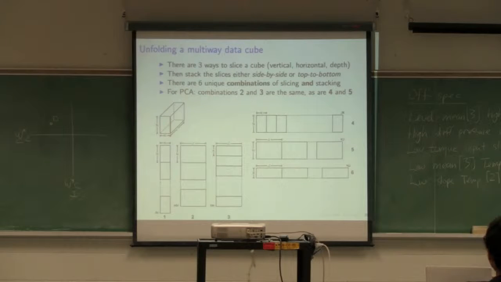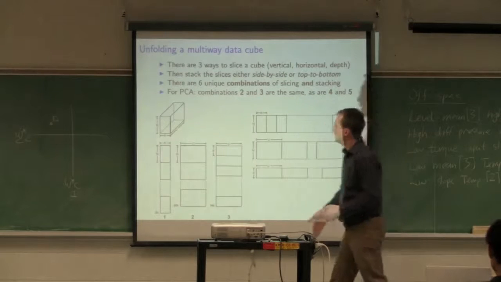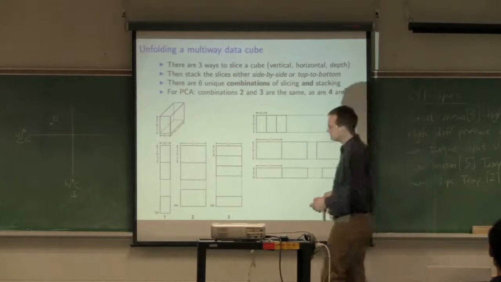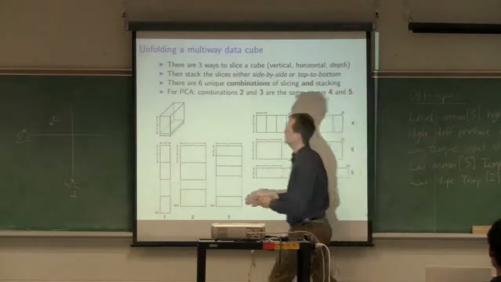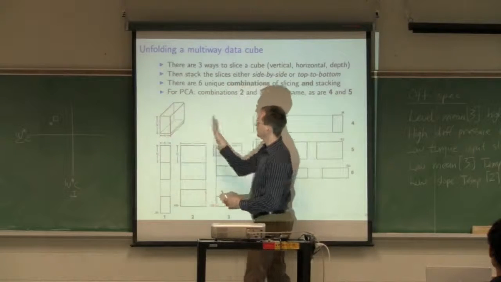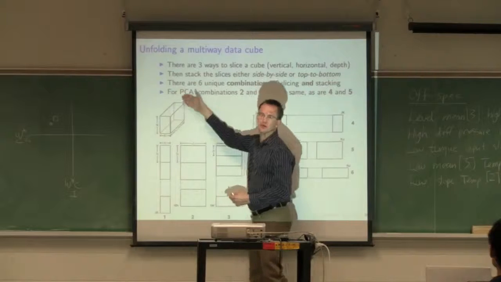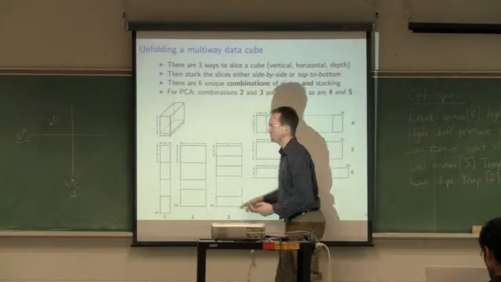Once you have a 3D data cube, you can slice it in three particular ways. You can slice it vertically, left to right, you can slice it horizontally, top to bottom, and depth-wise, you slice it like a loaf of bread, going front to back. So there are three ways that you can slice it. And then once you have those slices, you can stack them either side by side or top to bottom. So I've illustrated those six combinations here in this image.